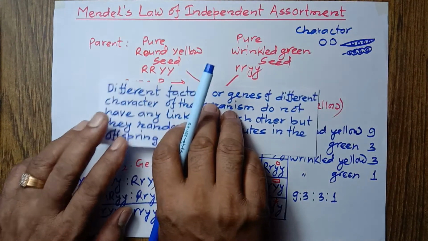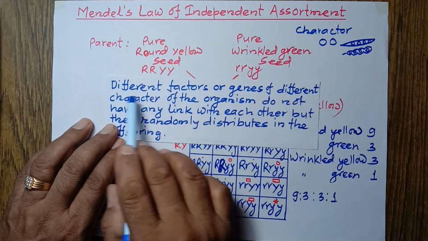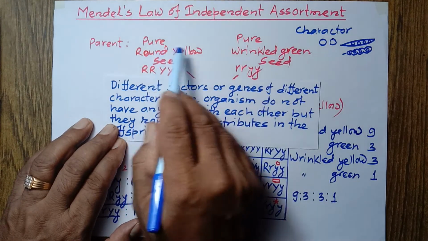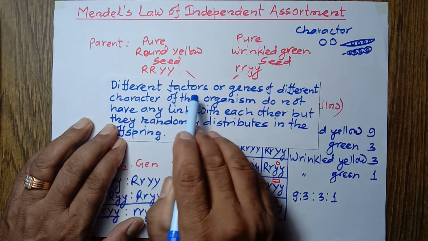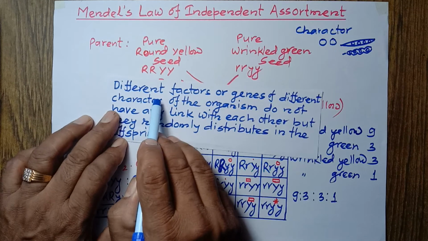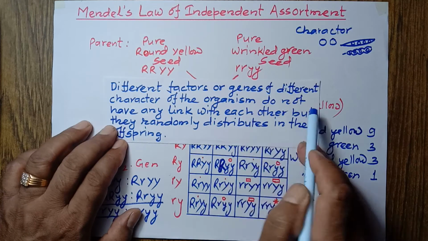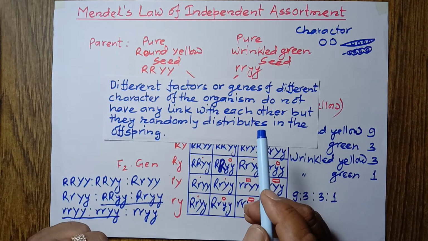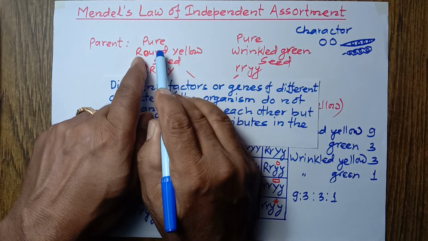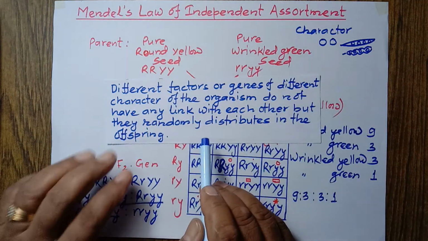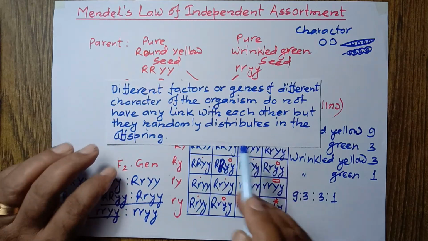It can be written this way. Look at this nicely. We can write different factors. These are the factors, different factors or genes. The same factors Mendel called factors, but later they are called genes. Different factors or genes of different characters, texture, color of seed, etc. of the organism do not have any link with each other. It is not necessary to be yellow if the texture of the seed is round. It can be green also. They do not have any link with each other, but they randomly distribute in the offspring.